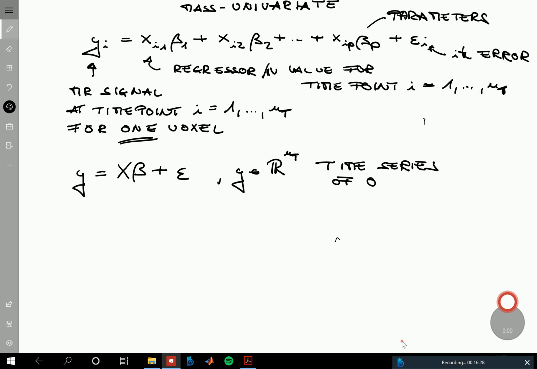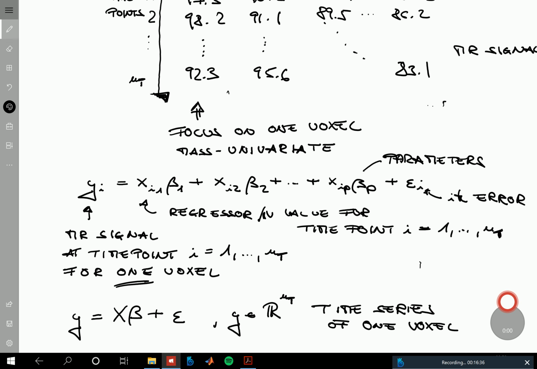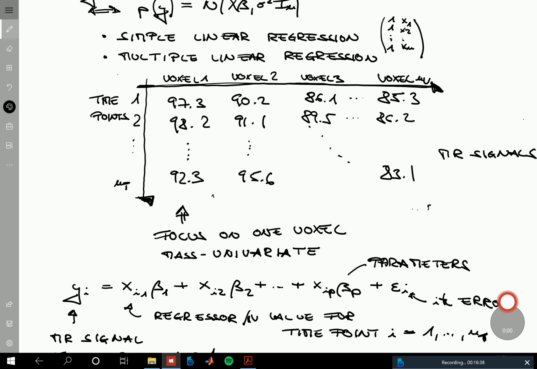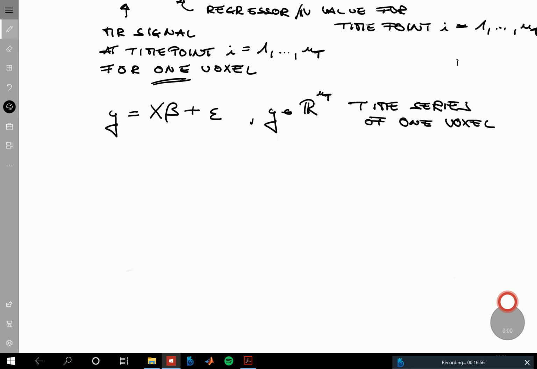Hence it's a vector and has as many entries as there are MR signals for this voxel. This is also why I arranged the data like this, so that space is in the column dimension and time is in the row dimension, so that the columns of this matrix are already the vectors that are then modeled. Yeah, so this is important.